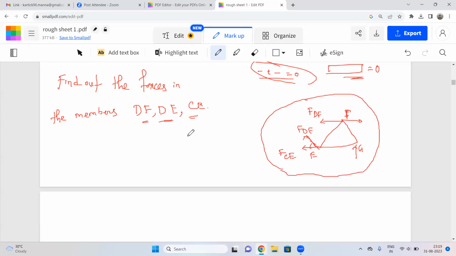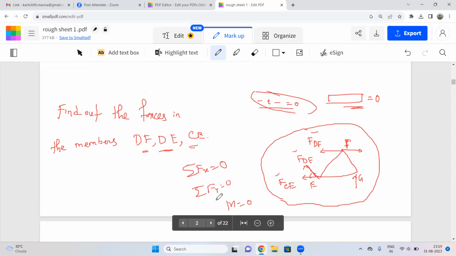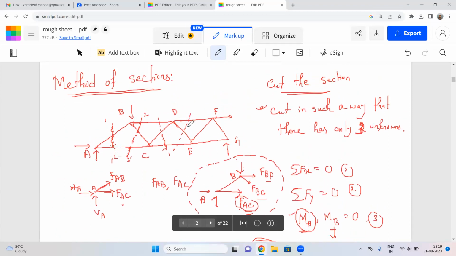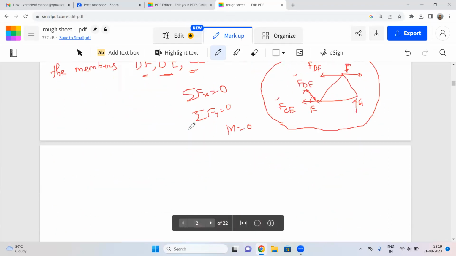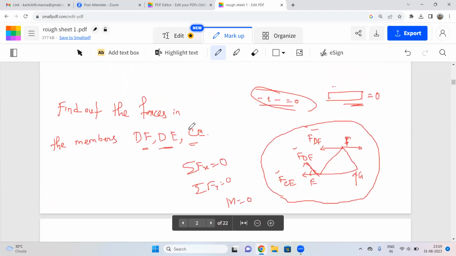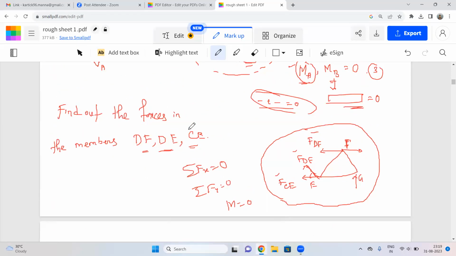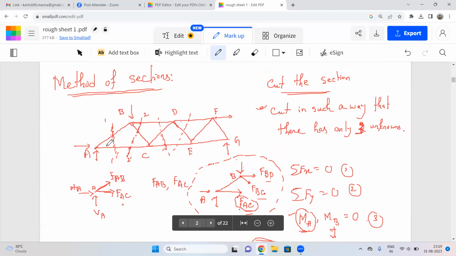if we use the equilibrium equations, these three equations, you have one, two, three unknowns. So three unknowns you can calculate directly, right? That's why method of section will give you the answer in the shortest time compared to method of joints.